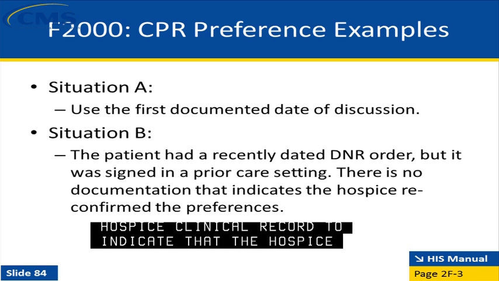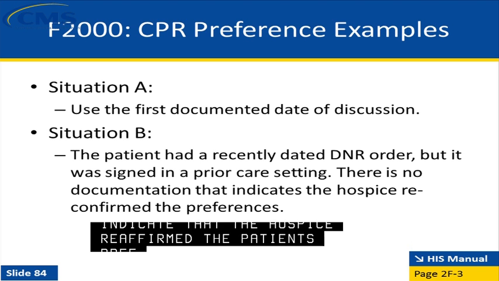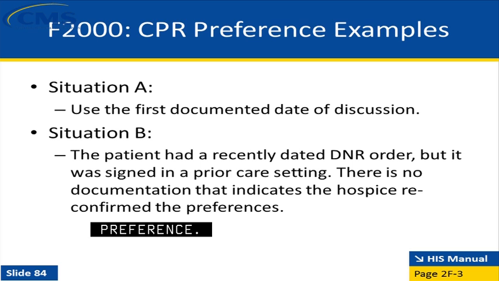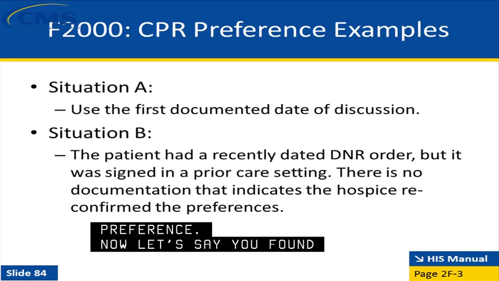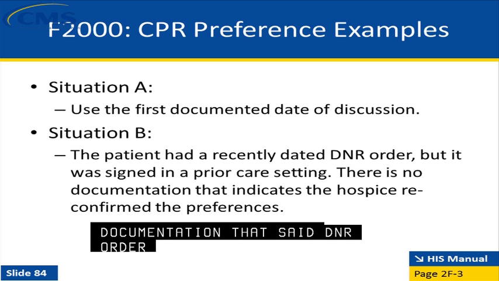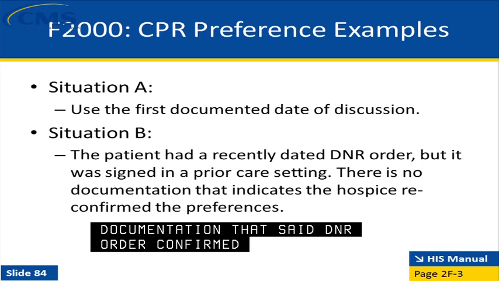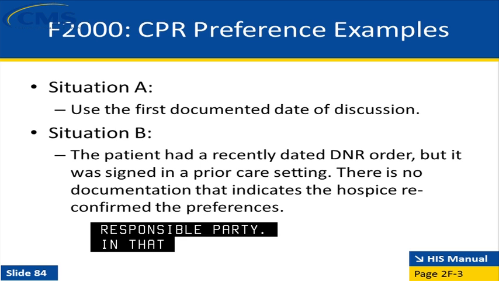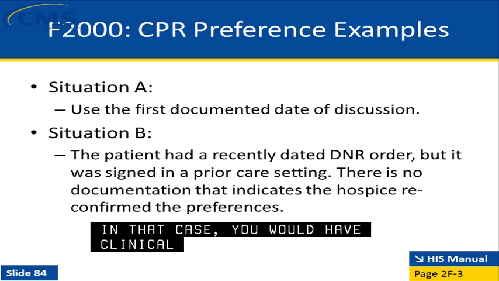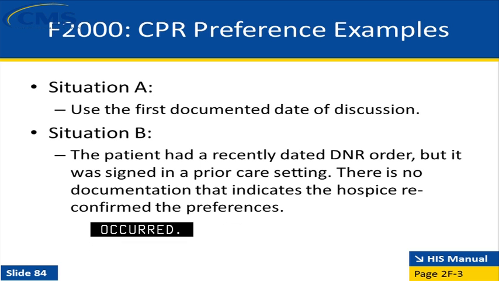So now let's say you had found documentation that said DNR order confirmed with the responsible party, patient's daughter. In that case, you would have clinical documentation that would support the selection of code 1, yes, and a discussion occurred, since now the documentation shows that the hospice reaffirmed a prior stated preference.